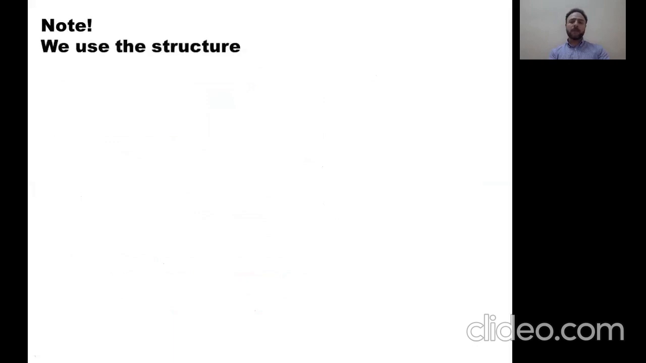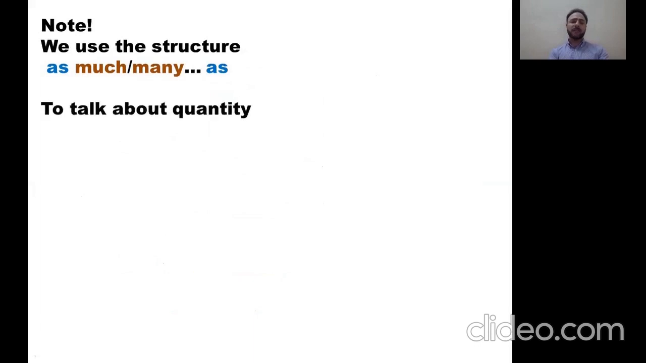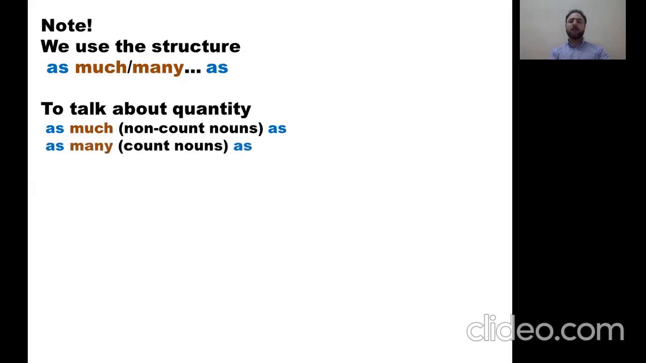Note, use the structure as much as, or as many as, or as much plus adjective as, or as many plus adjective as to talk about quantity. As much is followed by uncountable nouns, and then as, but as many is followed by countable nouns plus as.